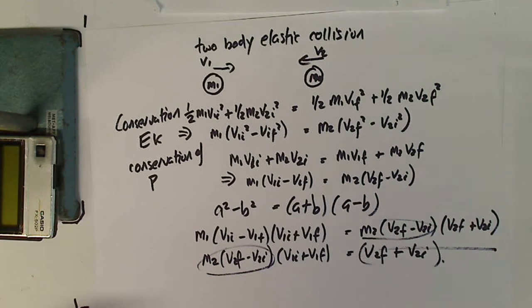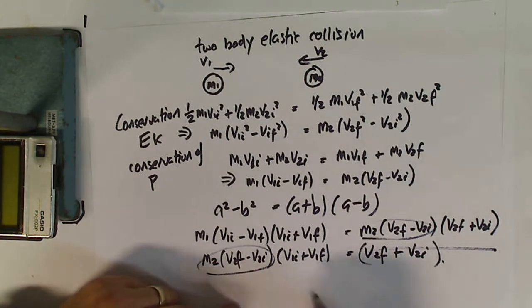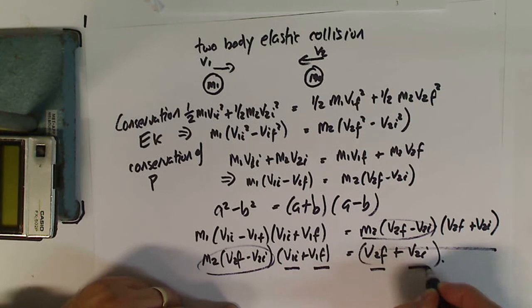Basically what we've ended up saying is that if we add up the velocities, V1 initial and V1 final, they're going to be equal to V2 final and V2 initial. Remember that this is only for an elastic collision with conservation of kinetic energy, and conservation of momentum is always there.